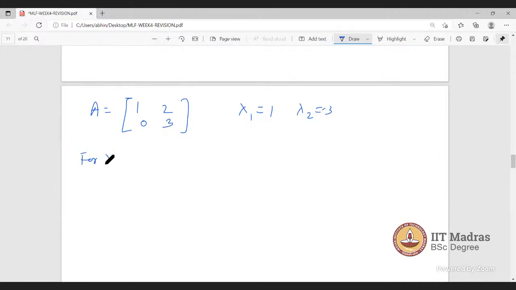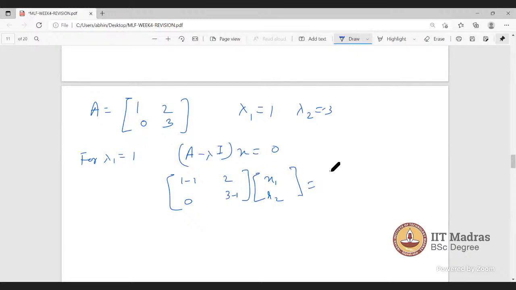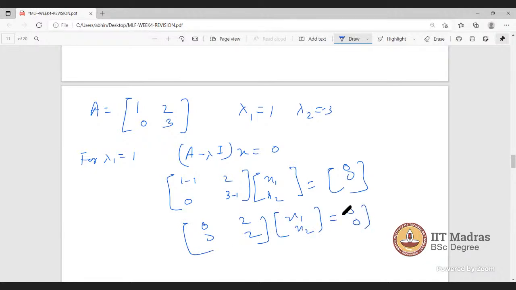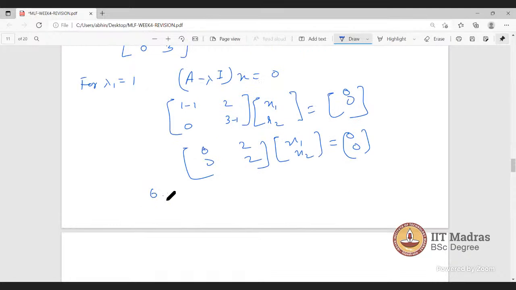So for lambda 1 equal to 1, how will you find eigenvectors? You'll find it using (A minus lambda I) x equal to 0, correct? Yes, sir. So you will be doing 1 minus 1, 2, 0, then 3 minus 1, which is 2, times x1, x2 equal to 0. From this you will be finding the eigenvector, whatever it is. So what will be the eigenvector in this case? So this is your x1, which is 1, 0.